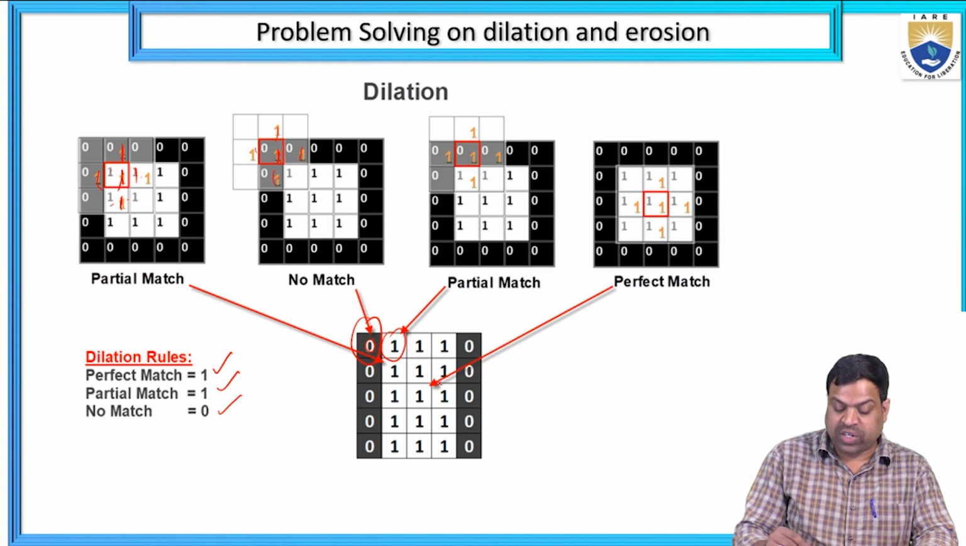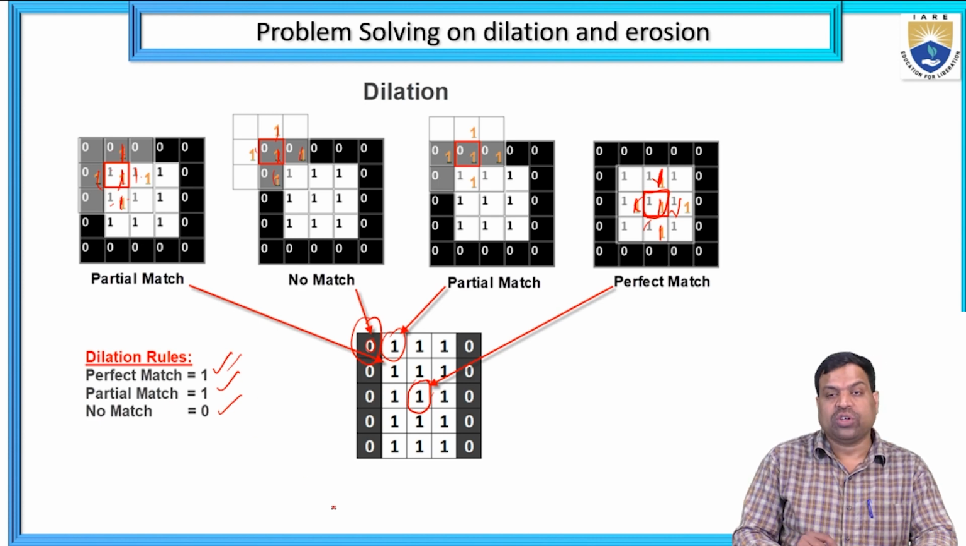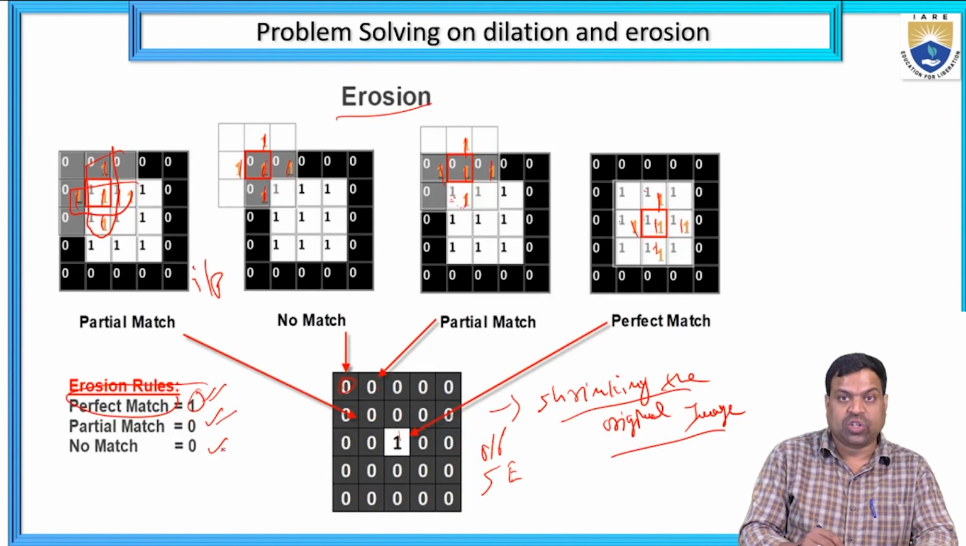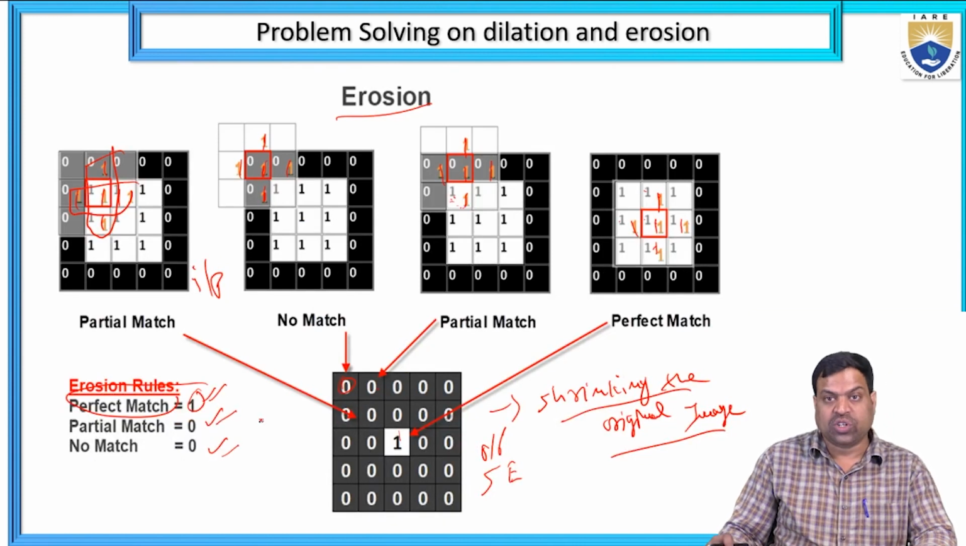So we can see a perfect match. Observe this cell. Above equals 1, side all are ones, background also 1 1 1 1. Is it a perfect match? Yes, it is a perfect match. So perfect match equals 1, partial match equals 1, and no match equals 0. That is the dilation condition. But what about the erosion condition? Erosion is: perfect match equals 1, partial match equals 0, and no match equals 0.